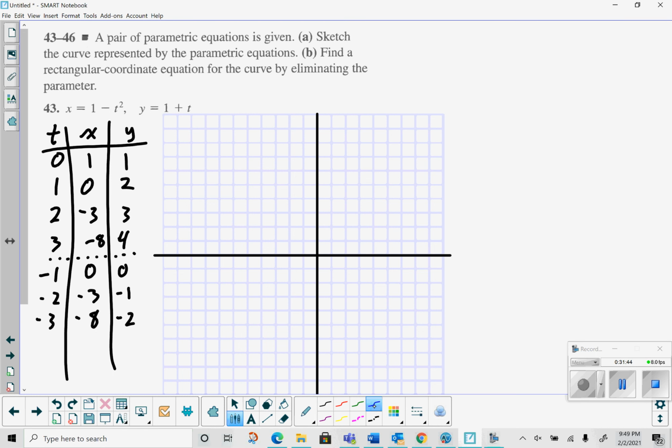So if I plot the point 1, 1, I plot the point 0, 2, negative 3, positive 3, negative 8, positive 4. Well, it's definitely not a line here. I need to also include the point 0, 0, negative 3, negative 1, and negative 8, negative 2. Yeah, it looks like we have ourselves a lovely little parabola here, opening to the left.